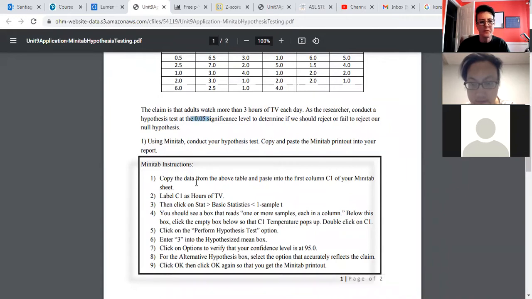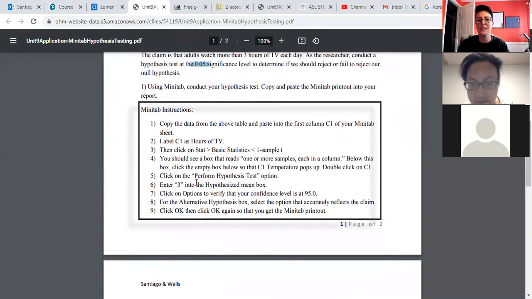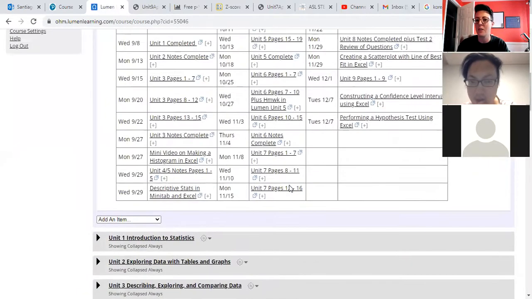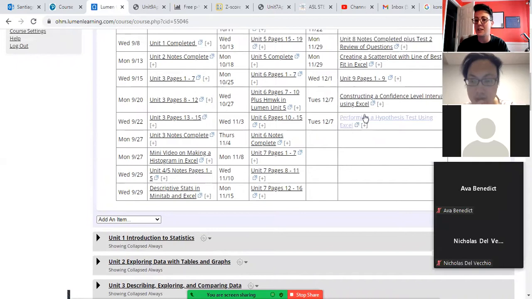Good. You're going to follow these steps exactly to conduct your hypothesis test in Minitab. If you do not have Minitab and you're using Excel, I got you covered. I already uploaded the video. It's performing a hypothesis test using Excel. I will tell you this one's a little bit more interesting. It's a little bit more involved. So I would have this open and I would watch it as you are conducting your hypothesis test.